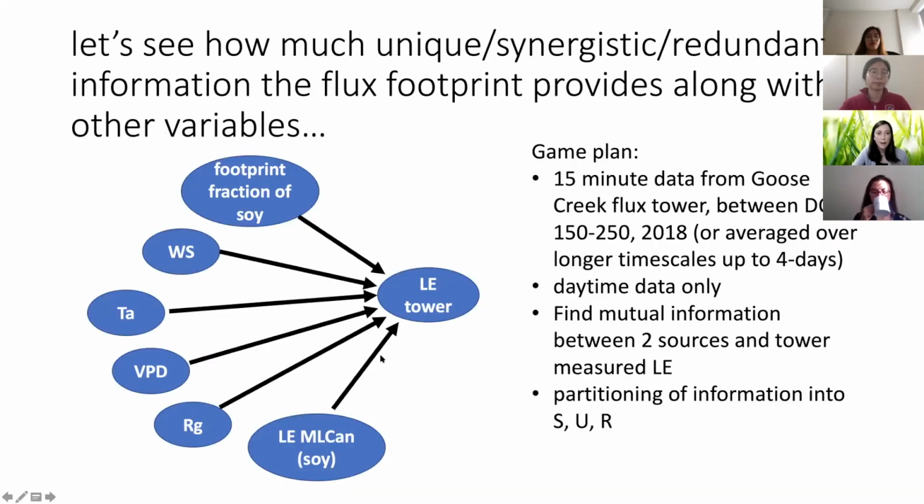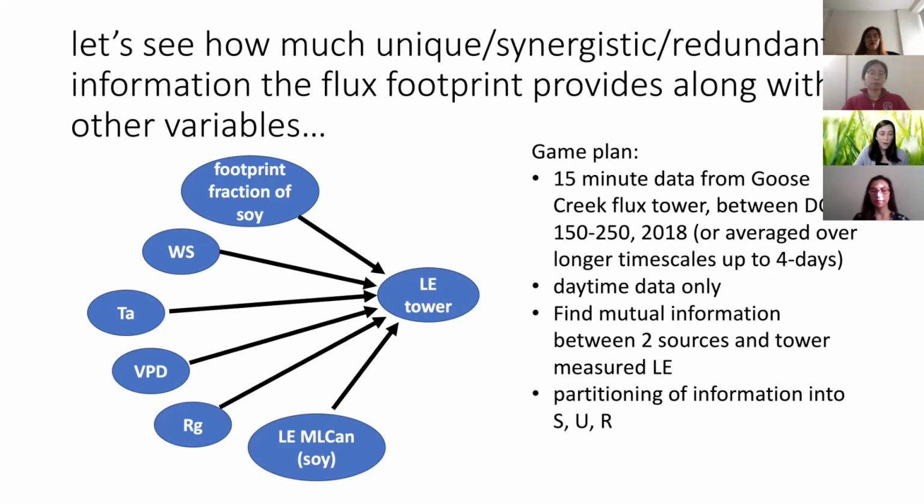All right, so my plan here is to see how much unique or synergistic or redundant or total information the flux footprint provides along with other variables. So I'm going to use Leila's data set, basically just 15-minute data from the Goose Creek Flux Tower in central Illinois. And I'm just going to look at basically the growing season of 2018. And I'm going to look at not just the 15-minute data, but I'm also going to average that data to longer and longer timescales until I'm looking at a 4-day timescale. So I'm going to address that question of differing drivers at different timescales.